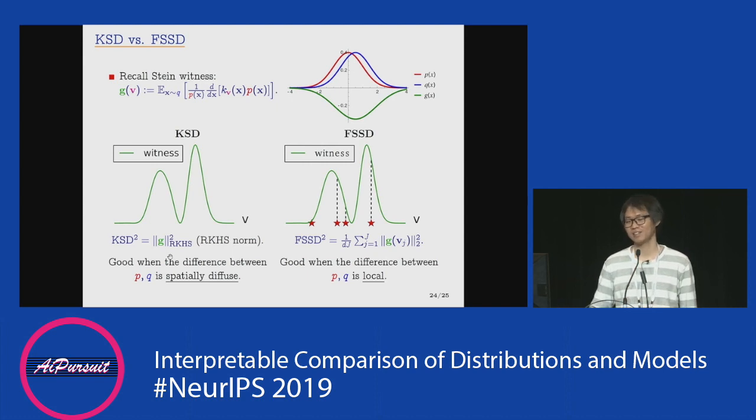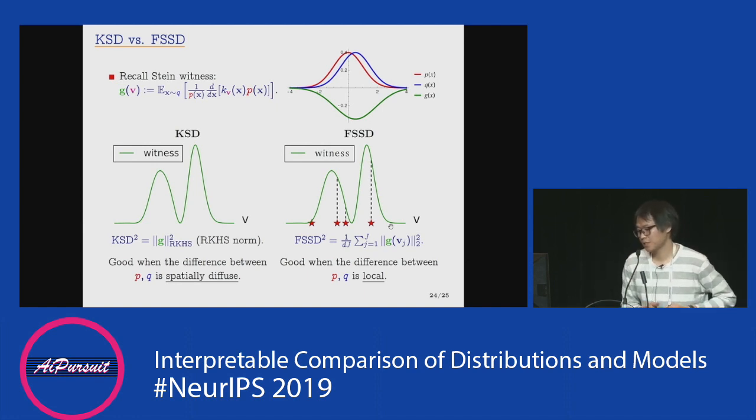It's not so good because no matter where you evaluate g, you are going to get low signal, right? Because it's almost flat. Whereas if you take the norm, it will account for that. So KSD is good when the difference is spatially diffuse, whereas FSSD is good when the difference is local. Local difference means that the Stein witness is spiky, so you can find the best location to evaluate and get large signal.